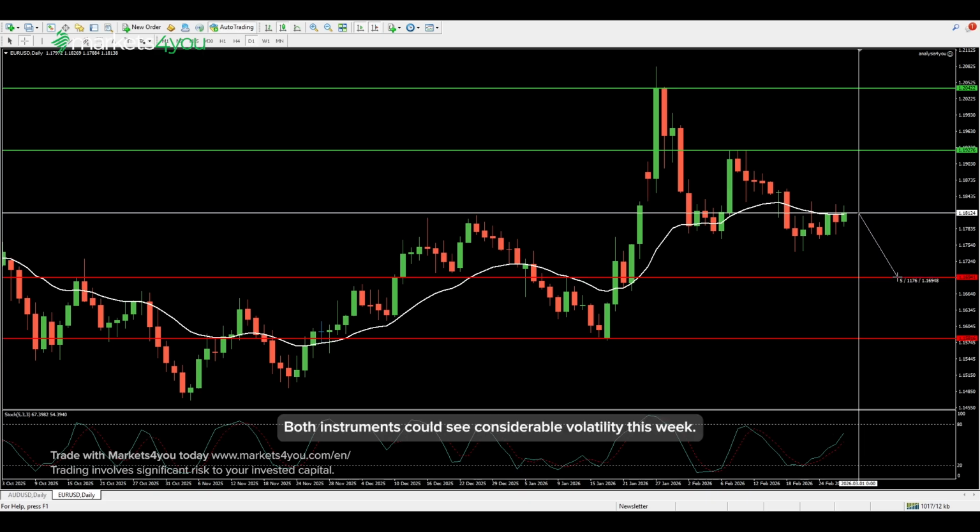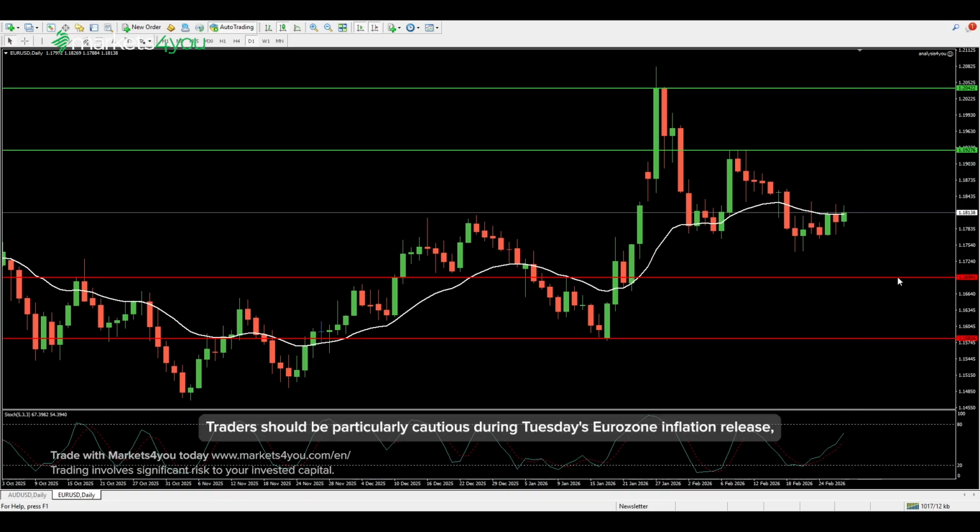Both instruments could see considerable volatility this week. Traders should be particularly cautious during Tuesday's Eurozone inflation release, Wednesday's Australian GDP figures, and Friday's US non-farm payrolls, as these events can cause sudden spikes in volatility and potential gap risks. Remember, always manage your risk carefully and never invest more than you can afford to lose.